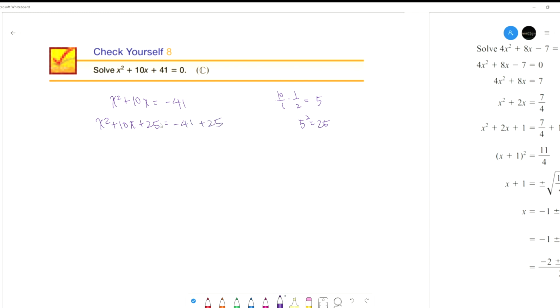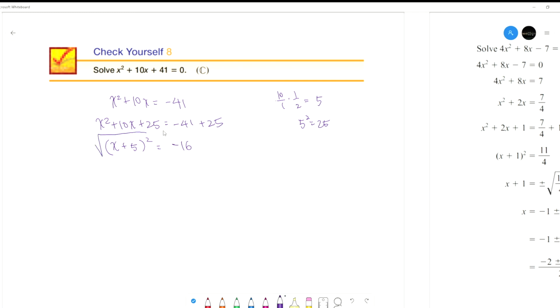Now this is our perfect square trinomial. This factors to x plus 5 quantity squared. And we get that 5 from here, right? The 10 times the half. Negative 41 plus 25, that's negative 16.